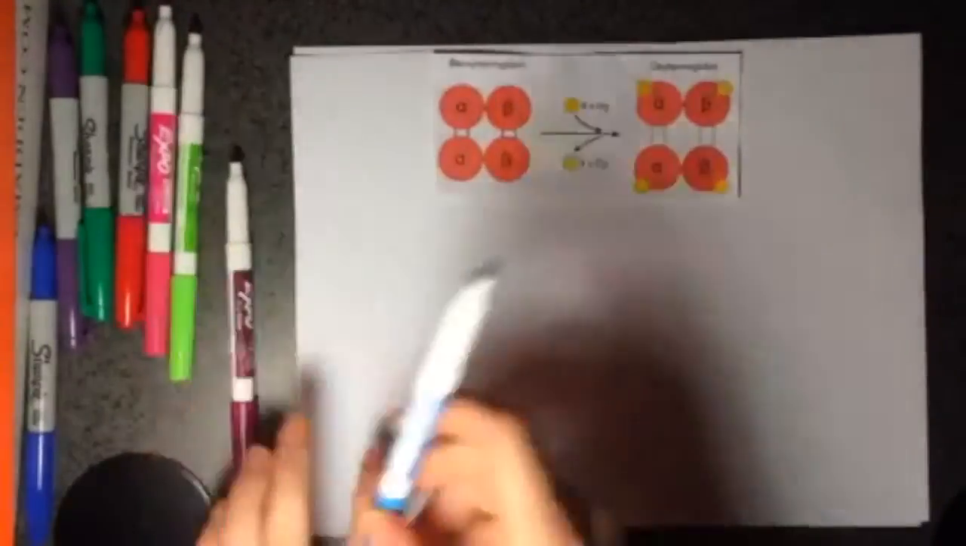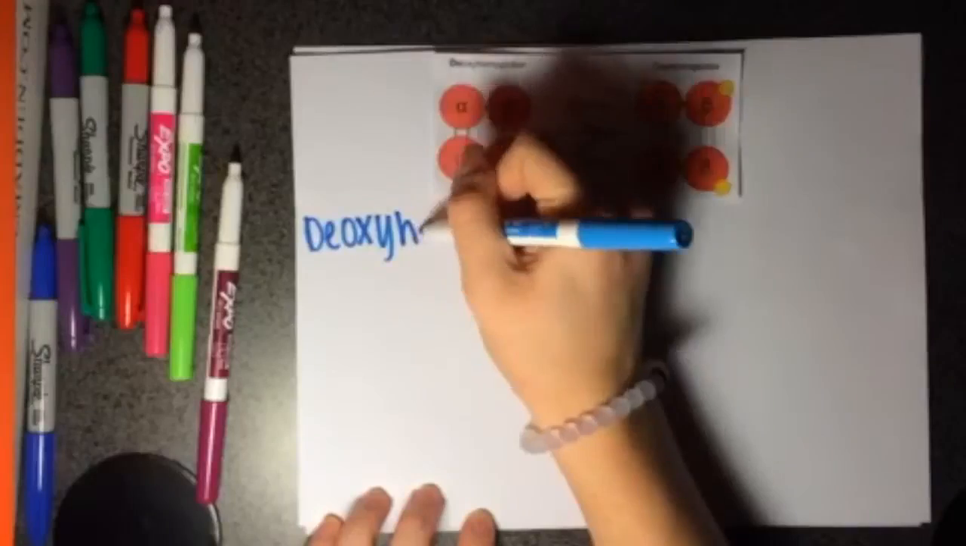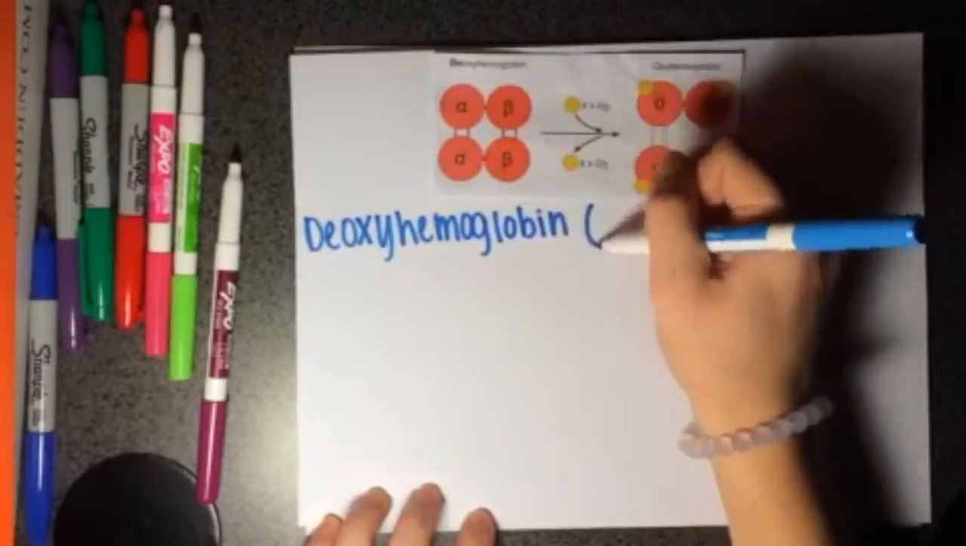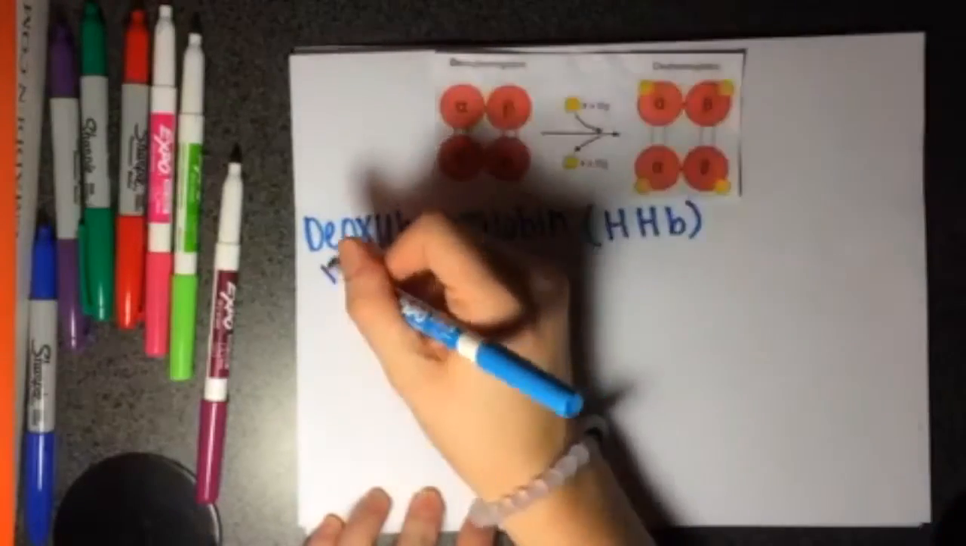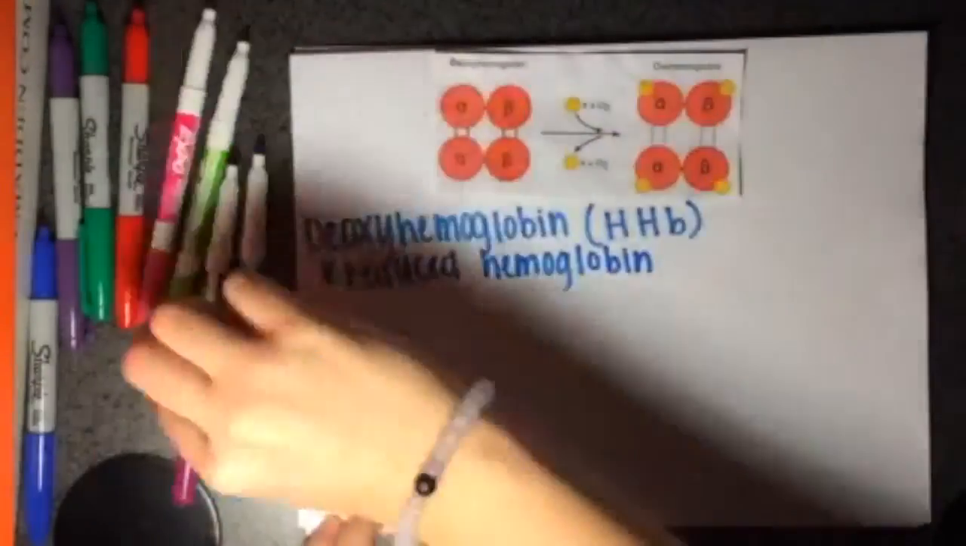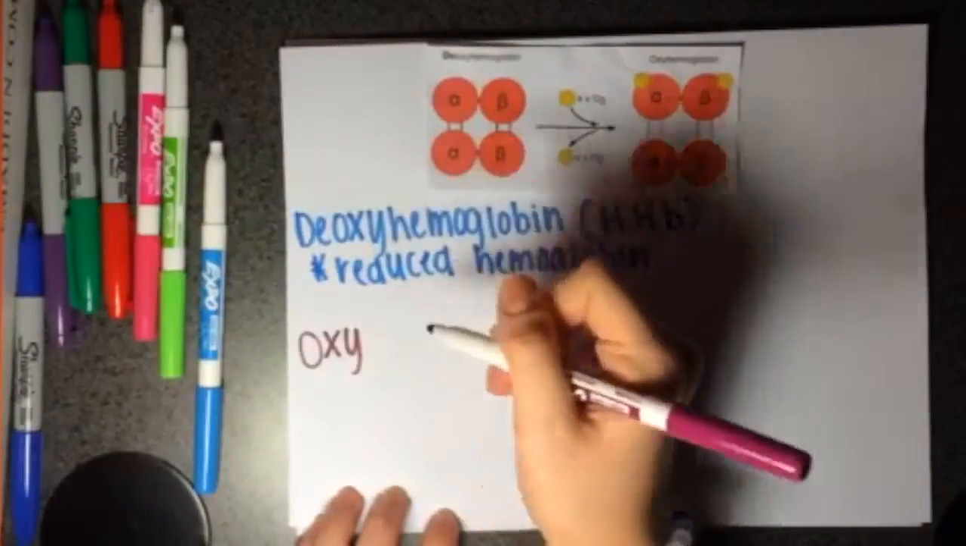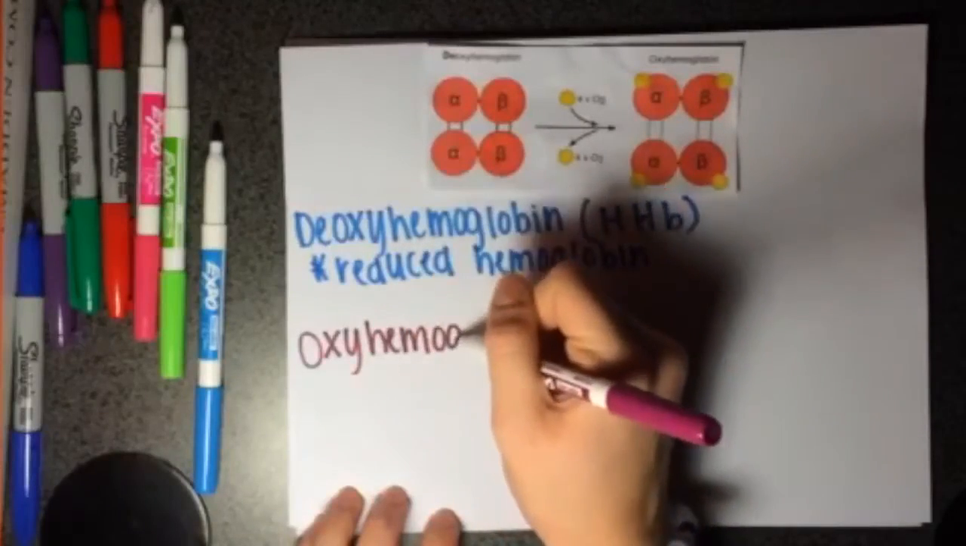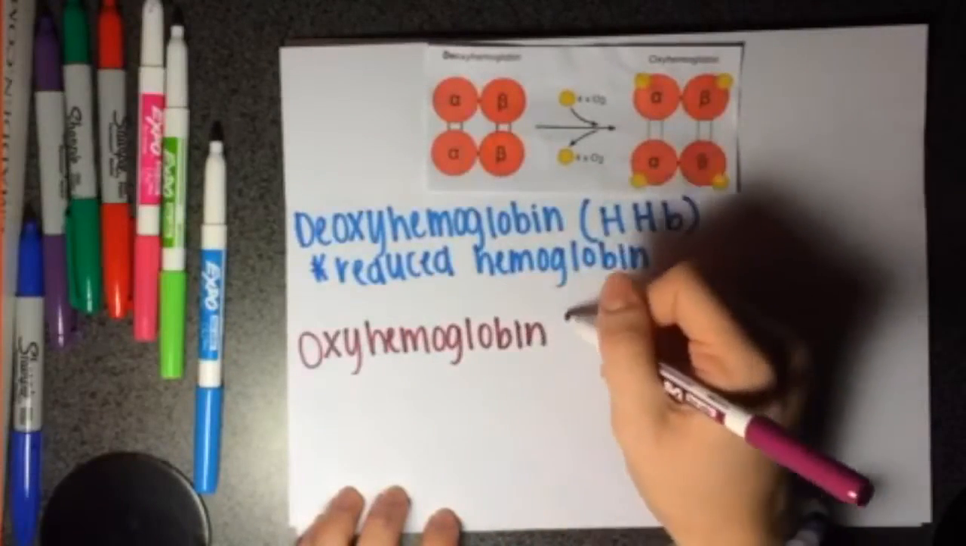There are 2 types of hemoglobin. Deoxyhemoglobin, or reduced hemoglobin, is the combination when hemoglobin and oxygen are not attached. Deoxyhemoglobin is blue. The second type is oxyhemoglobin. This combination is when hemoglobin is attached to oxygen and is red-colored.